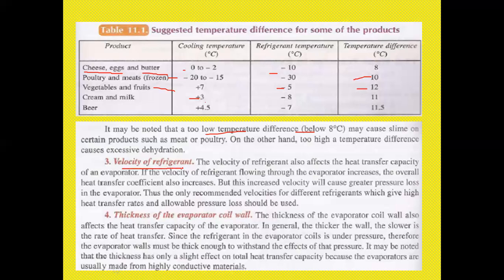Velocity of a refrigerant. The velocity of a refrigerant also affects the heat transfer capacity of an evaporator. If the velocity of refrigerant flowing through the evaporator increases, the overall heat transfer coefficient also increases. But this increased velocity will cause greater pressure loss in the evaporator. Thus, only the recommended velocities for different refrigerants, which give high heat transfer rates and allowable pressure loss, should be used.